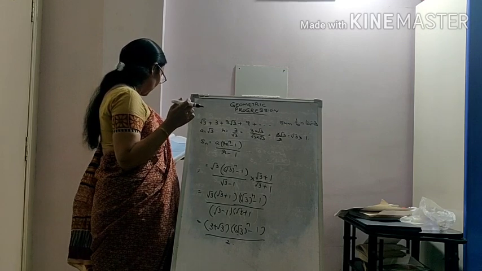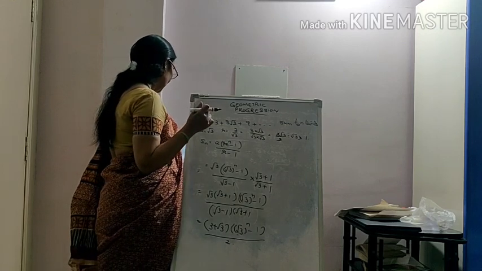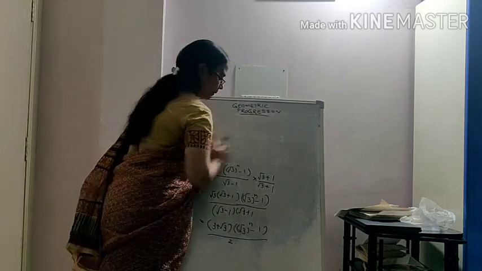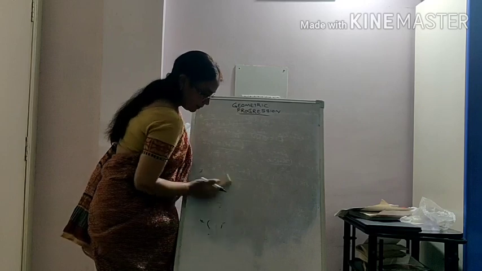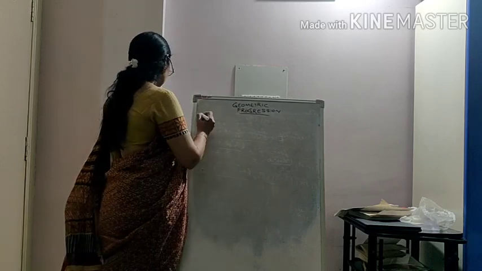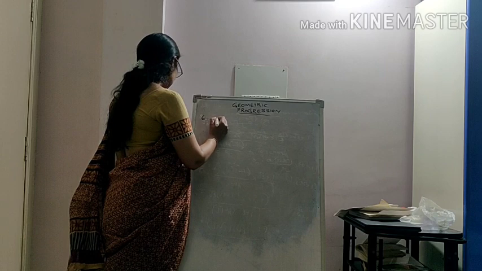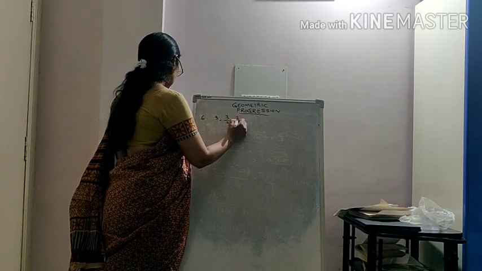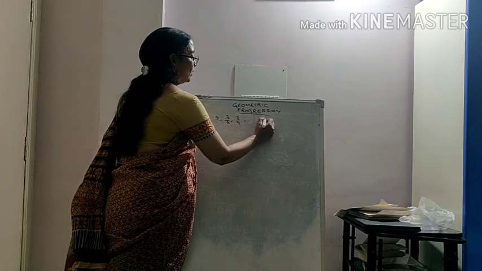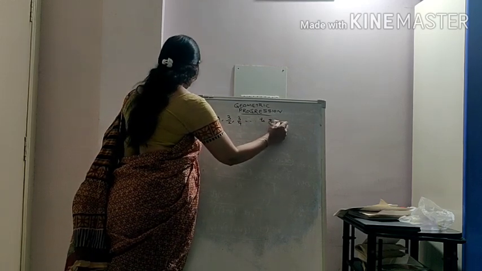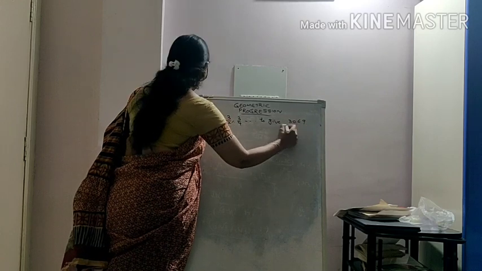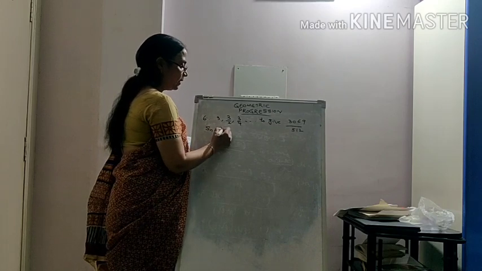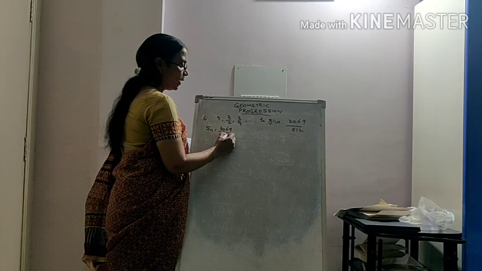In the next one, we will see how many terms of the GP 3, 3 by 2, 3 by 4 are needed to give 3069 upon 512. This is the sum. Sum given is 3069 upon 512.